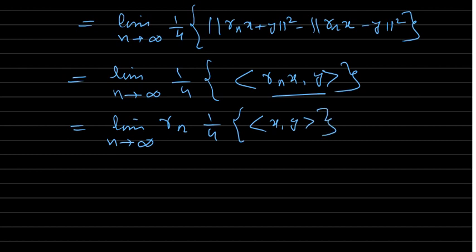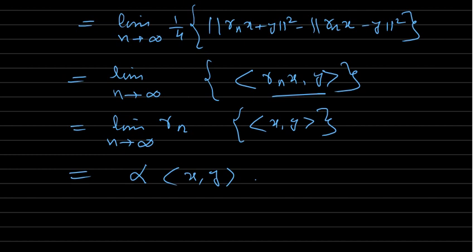Okay, now it's not 1 by 4 here. We have applied this property, and when we bring in the inner product, then there is no 1 by 4, so this is not 1 by 4 here. Just this. So what's this limit of r? It's alpha times inner product xy. So that proves the inner product properties of this.